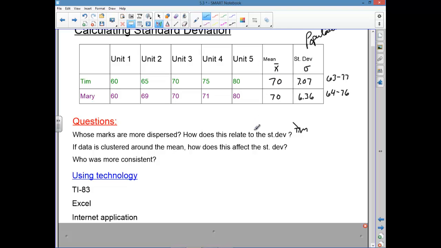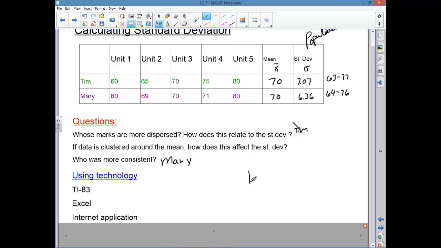And how does this relate now to standard deviation? The larger your standard deviation, the more dispersed your marks are going to be from the mean. So if we look at Mary, again, the same mean as Tim. She deviated less on her test scores from the mean, and her dispersion was not as great as Tim's. So who is more consistent? Mary is more consistent.